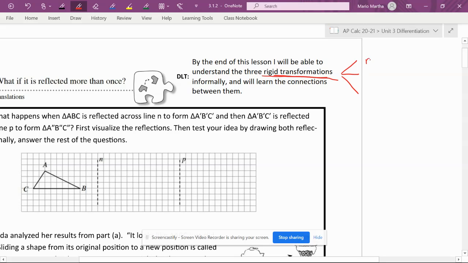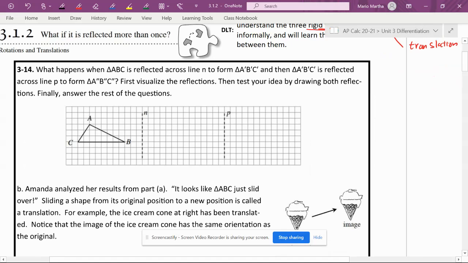We already talked about one, which is reflection. The ones we're going to be exploring today are rotation, and then finally, translation, maybe in a different order. After this, let's go to the first question.